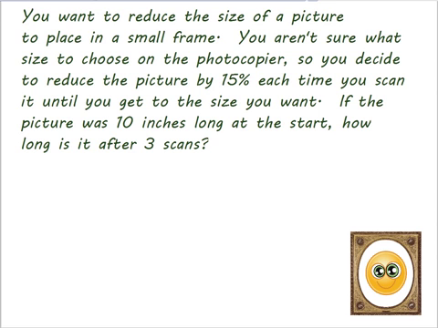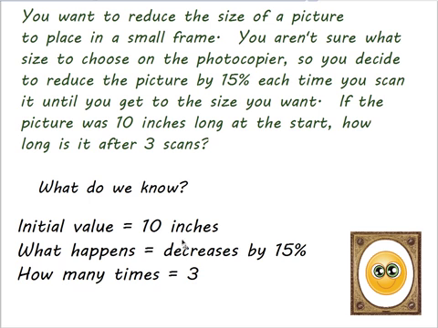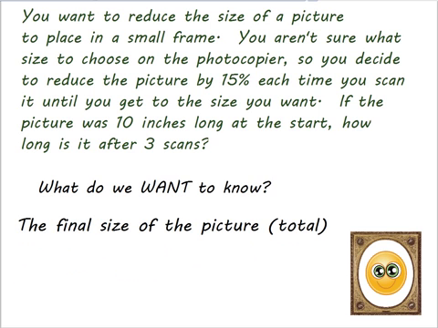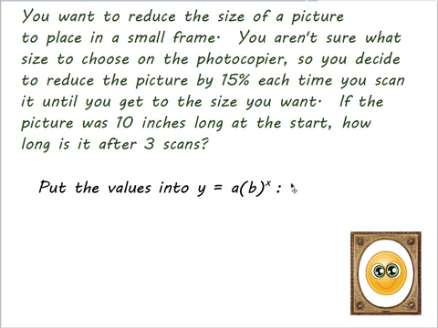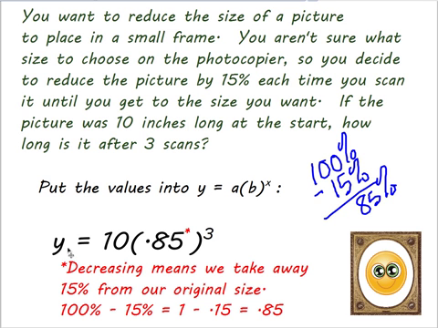This is an exponential equation. What do we already know? We know my initial size was 10 inches. What happens each time is decreasing by 15%. And how many times will we have done this? 3. We want to know the final size of the picture, or my total value. So if I put those values into my exponential equation, I get y for my ending value equals 10, which is my beginning value. We'll talk about the percent, and it's happened 3 times.